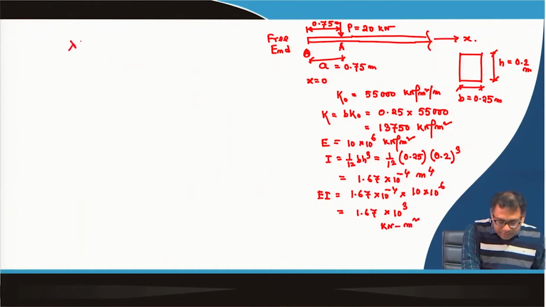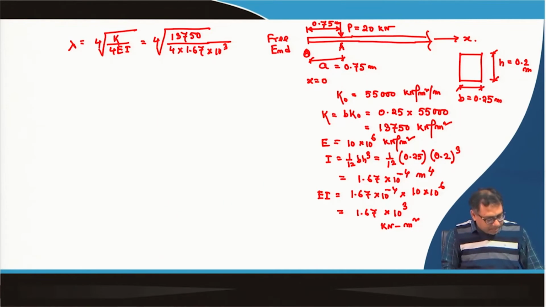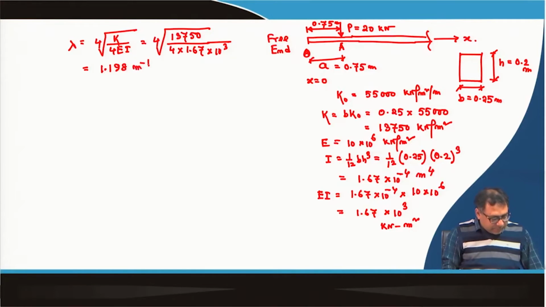So, the lambda value I can calculate as fourth root of k by 4EI. So, fourth root of 13750 by 4 and the EI value is 1.67 into 10 to the power 3. So, this value is 1.198 meter to the power minus 1.